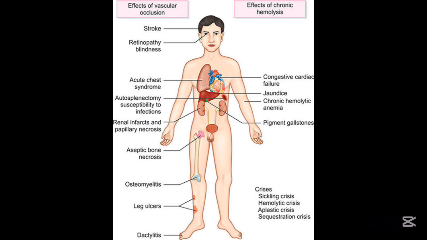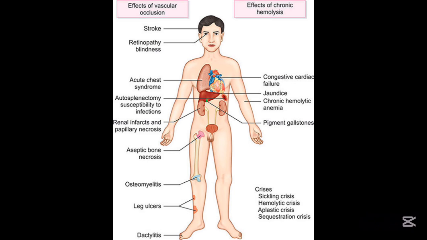For neurological manifestations, we can have things such as stroke, especially in children. For genitourinary, we can have things such as priapism, which is painful prolonged erection. And for other manifestations, we can have delayed puberty, gallstones, or leg ulcers.